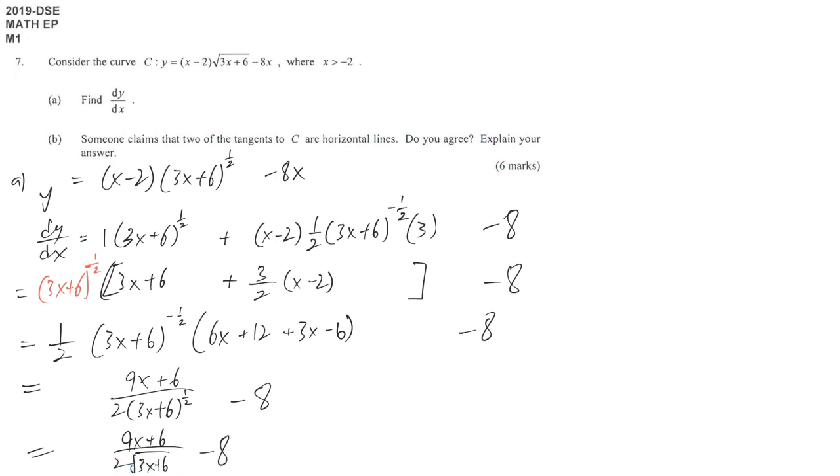That's the slope function. In part B, someone claimed that two of the tangents to C are horizontal lines, which implies there are two points that make the slope become 0. So we are going to solve this situation and find whether we have 2 roots or more to fulfill this requirement. If we find 2 roots or more, then we agree with the claim. But if we find just 0 roots or 1 root, then we have to disagree with the claim.